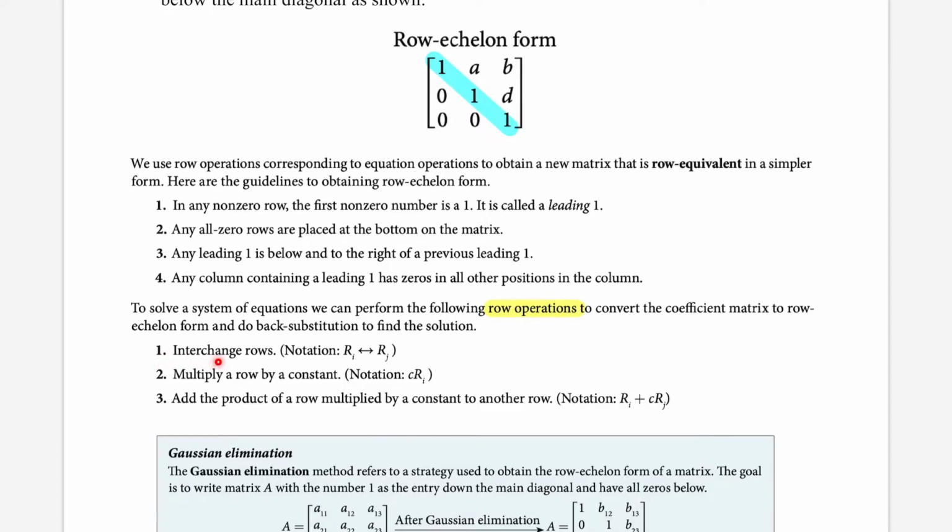First, interchange rows. You can change the order of the rows. You can move the first row to the bottom or the third row to the top. Second, multiply a row by any constant. You can multiply any row by any constant that you want to. Third, add the product of a row multiplied by a constant to another row. So you can add one row to another row, or you can multiply one row by a number and then add it to another row. These are the 3 valid operations that you can do.